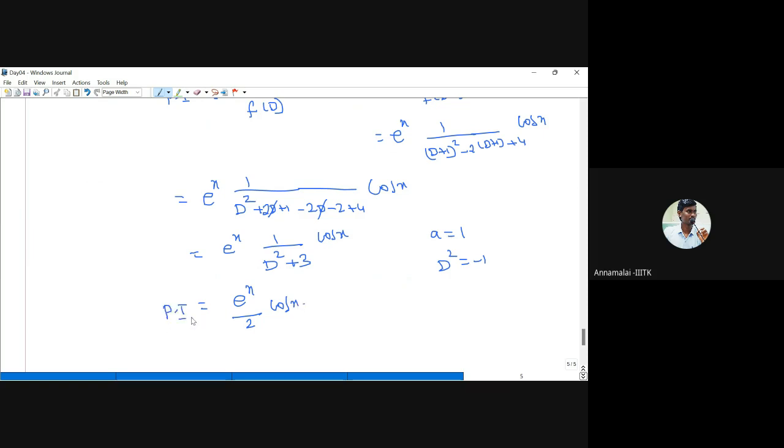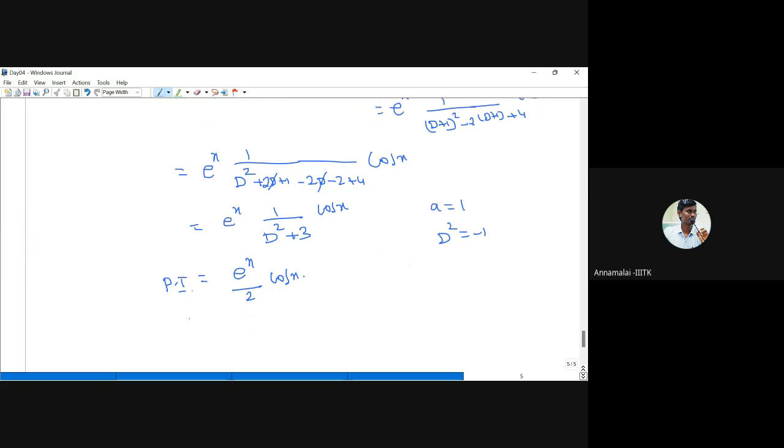Okay. So, any doubt up to now? Therefore, if the right hand side function is a multiple of an exponential function, first you have to take the exponential function outside. Therefore, replace D by D plus a. Suppose you are taking e power minus ax outside, then replace D by D minus a. Okay, that's it. That's the only idea.